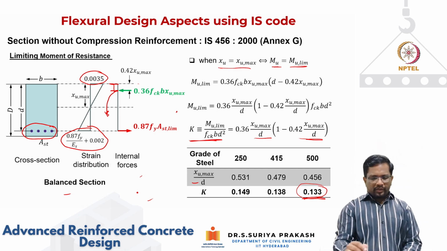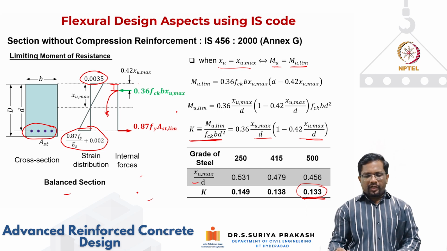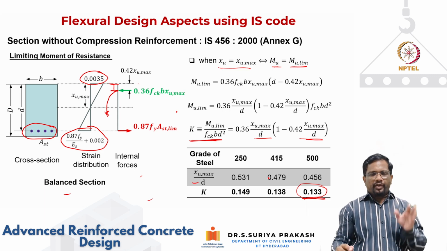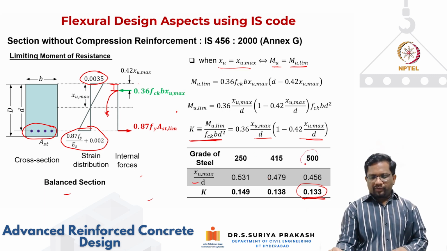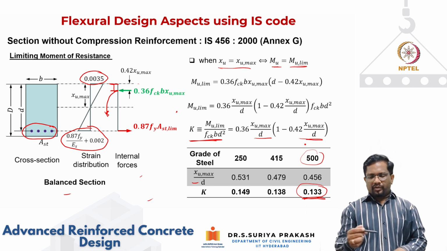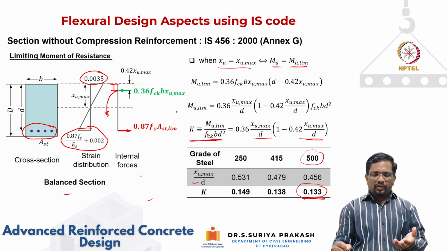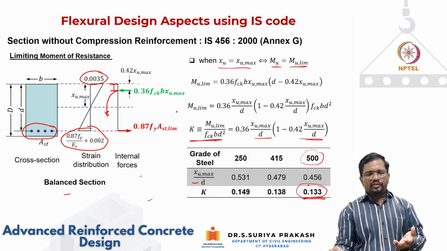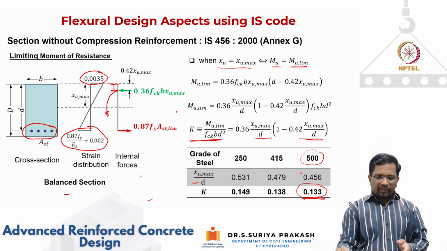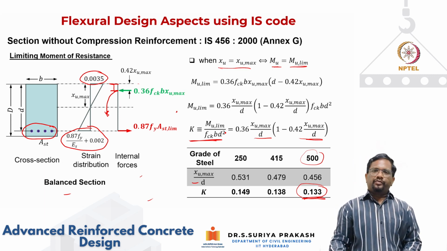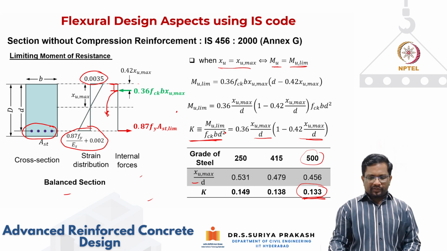So for a particular section, once your grade of steel is fixed for a single reinforced section, I can calculate my limiting moment as K times fck b d square, for a particular grade of steel. For example, if I'm using 500 grade steel like what we have been using in the previous exercise, then K can be fixed. So for any given dimensions of b and d, this can be calculated in terms of your effective depth. This is the expression for your limiting moment of resistance.